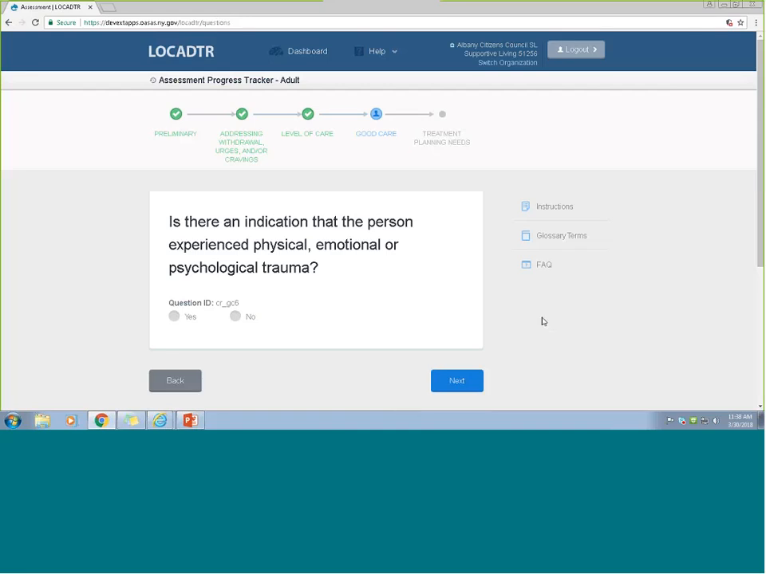Is there an indication that the person experienced physical, emotional, or psychological trauma? In so many cases where people are in substance use disorder treatment, that's true. So here we say any indication. You could be using a formal screening to determine that, or you could be doing something less formal, and either the person has reported it, or you see evidence in their behaviors and some of the things that they react to or are fearful of that suggest there is an indication that that person has had that experience. So we'll say yes to this question.